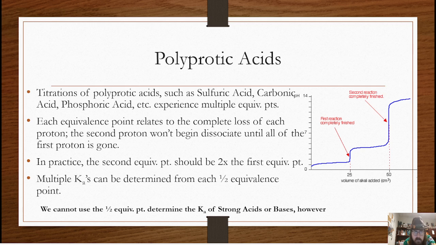Now, in practice, the second equivalence point should be about twice the volume of the first. So if it took 25 mLs to neutralize the first proton, it should take 50 mLs to neutralize the second, because you've already used up 25 mLs of base. Now, we can potentially get a half equivalence point somewhere between 25 and 50, about halfway, 37.5. And so the pH at that value would be the pKa for that second loss.